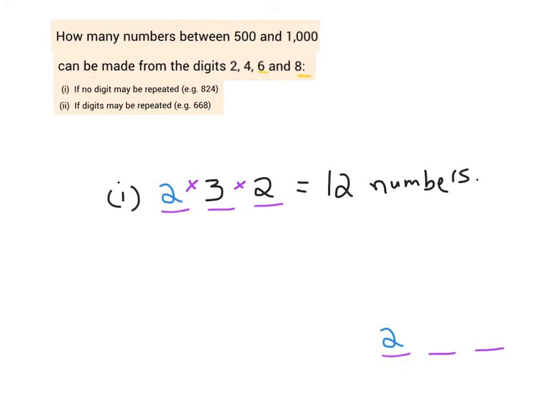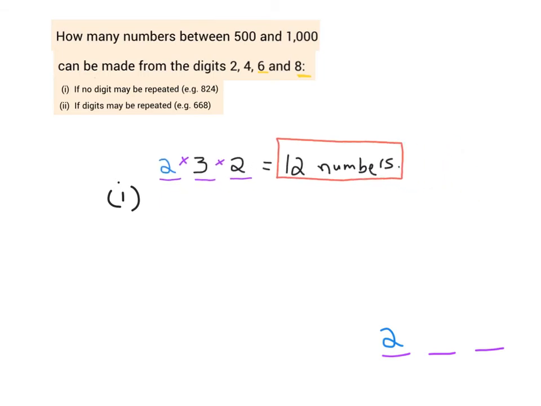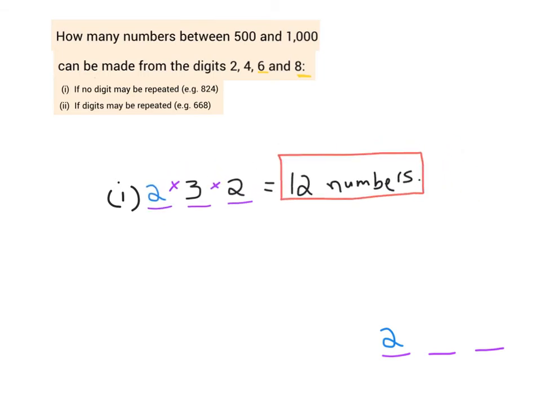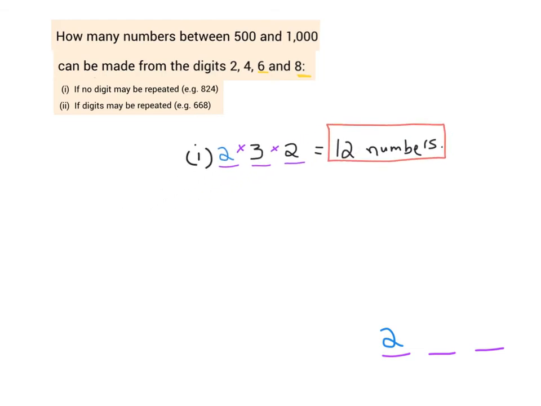Okay, so that's my answer to part 1. In part 2 of the question, we still have that same constraint at the very first position, because the number has to be between 500 and 1000. So the only possible options, maybe I'll write them in under it this time, are 6 and 8. I'll just write them in here in yellow. So 6 and 8 could go into there.